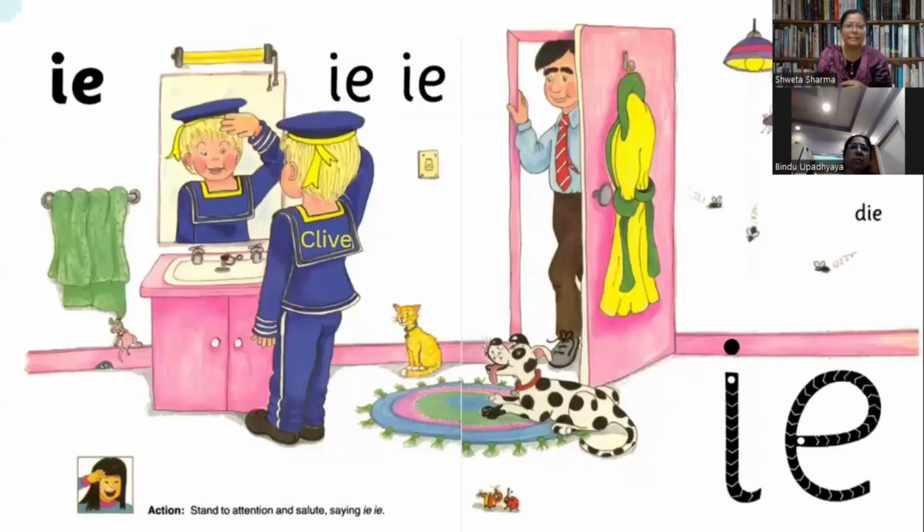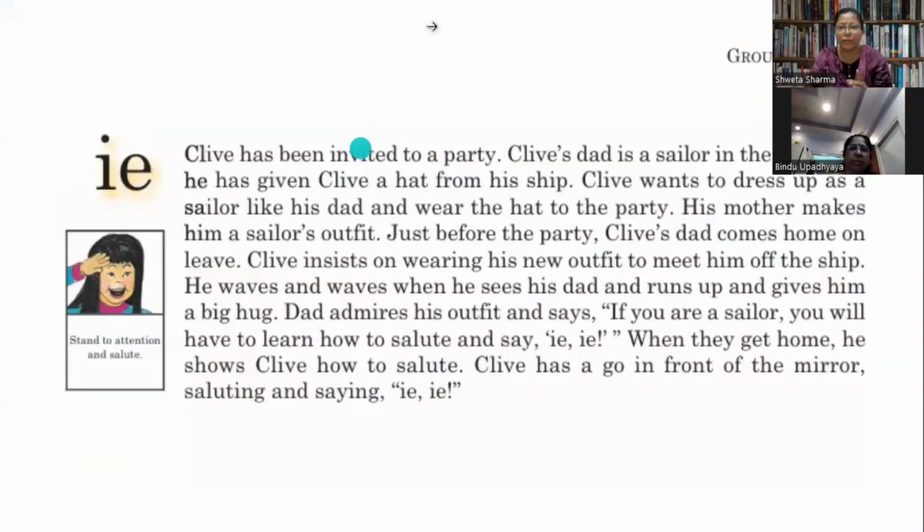Then next, I. This is Clive. They have to go to a party, and Clive is dressing up like a sailor and is looking at himself in the mirror. And who is standing here? Clive's dad. And he's trying to look at Clive and guess what he is thinking of. Okay, so this is it. Now I'll just again tell you the story that Clive's dad is actually a sailor. So that is where he has taken the inspiration.